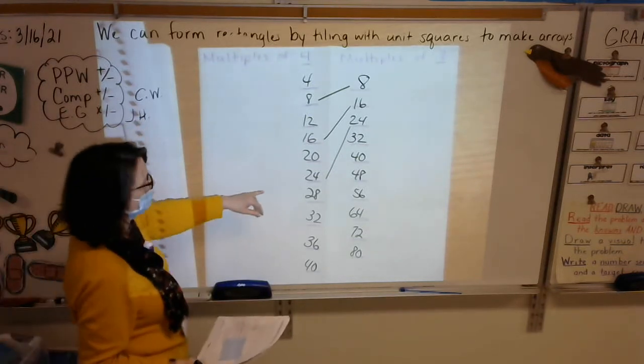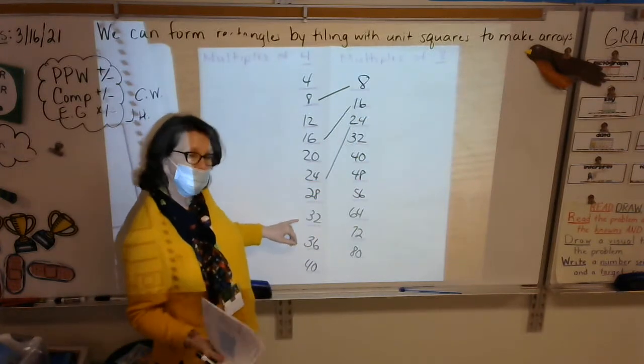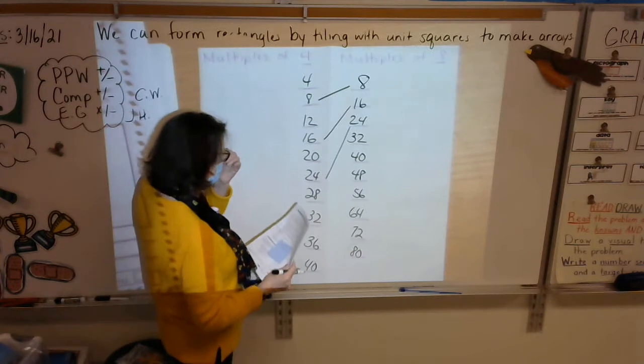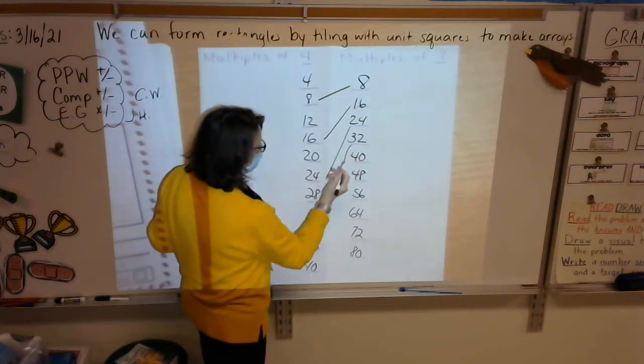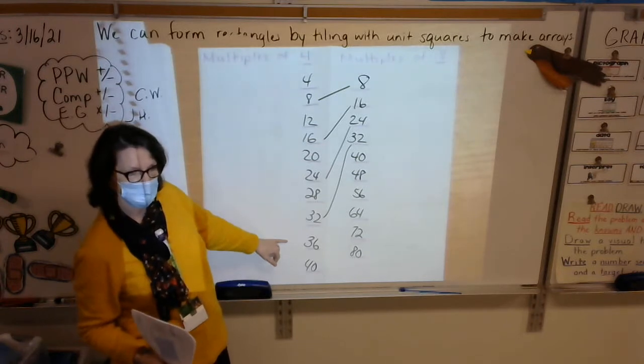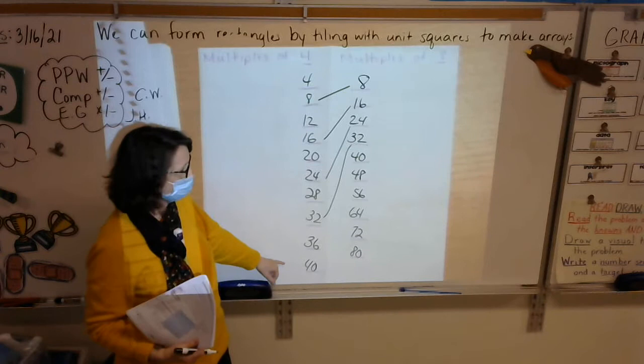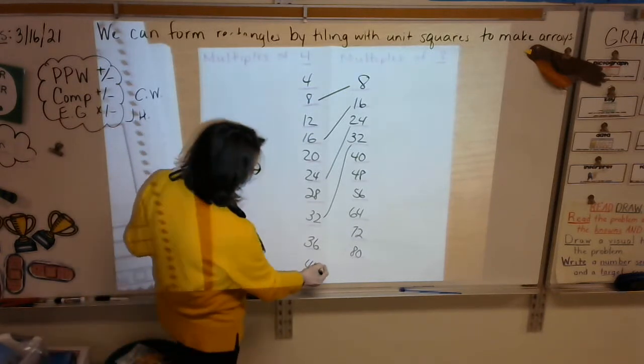Okay. Is there a 28 when we skip count by 8s? No. Is there a 32 when we skip count by 8s? Yes, there is. Let's connect that. How about a 36? Do we land on 36? No, we do not. Do we land on 40? Yes, we do. So let's connect that.